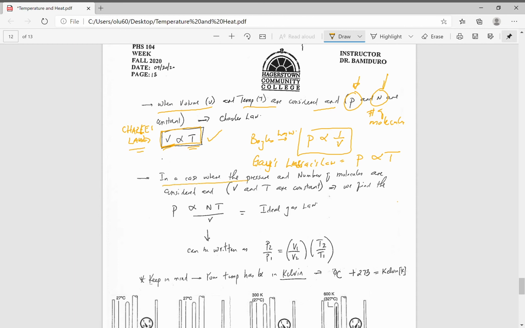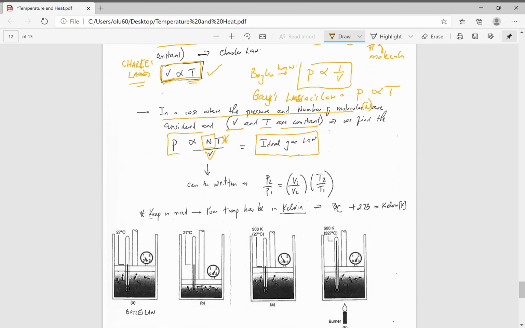Now in the case where the pressure and the number of molecules, N, are considered, our volume and temperature are typically constant. We find out that the pressure is directly proportional to the number of molecules times the temperature, but inversely proportional to the volume. And we characterize this by the ideal gas law. It can be written as P2 to P1 equals the ratio of V1 to V2 times the ratio of T2 to T1. And keep in mind that your temperature is always going to be in Kelvin.